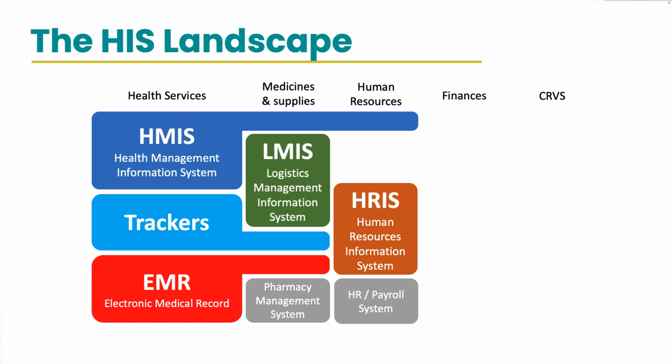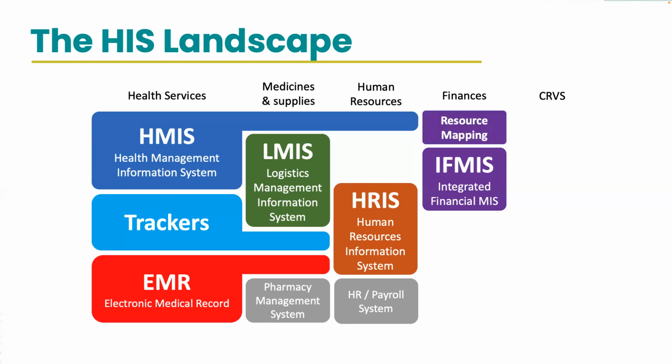The next domain is finances. A key type of system that we've seen in more and more countries is an IFMIS, or Integrated Financial Management Information System, which pulls together in one place all of the disparate financial information that traditionally has been held in lots of little silos here and there.